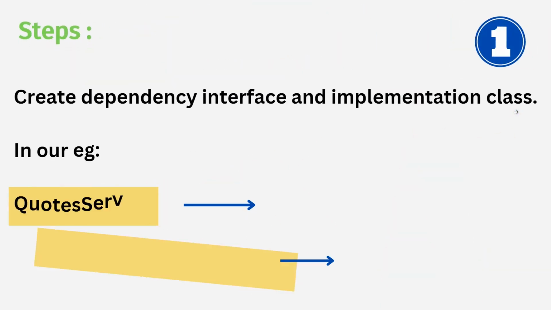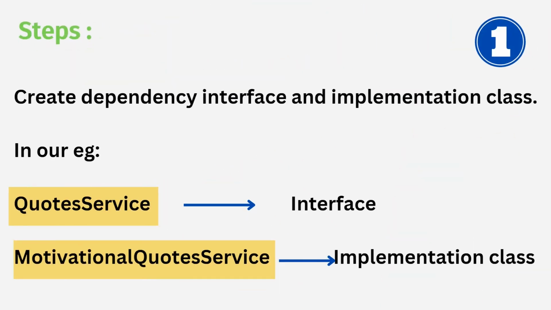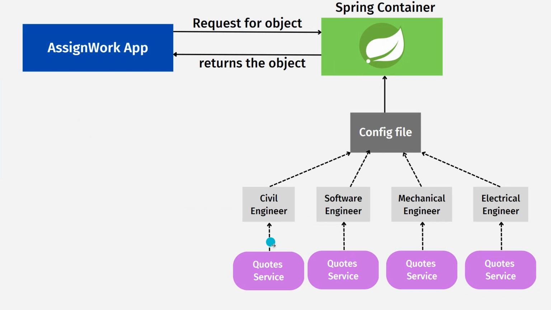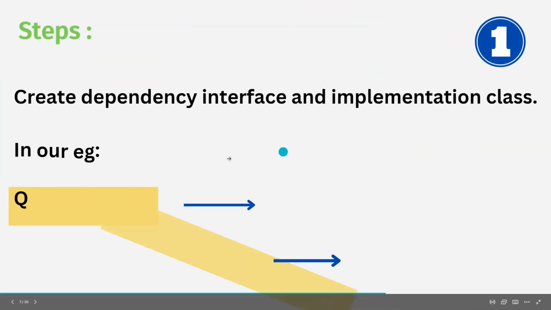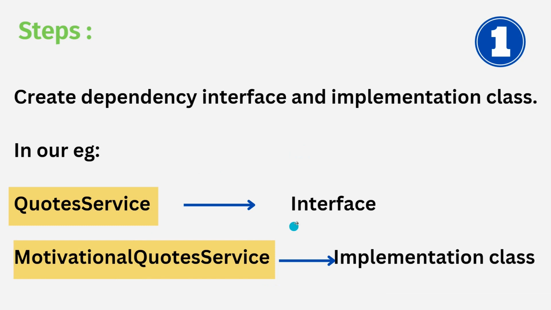If we have to initialize a dependency, that is, do constructor injection, there are certain steps we have to go through. In total we have 3 steps, and these are very simple to implement. The first step is to create the dependency interface and implementation class. In our example, our dependency is the quote service, so we will create a quote service interface.